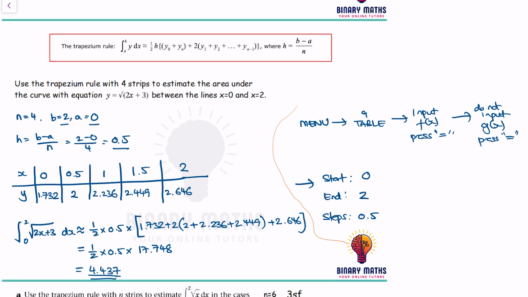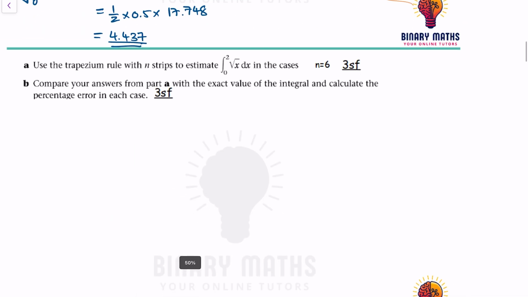Just a word of warning here: the formula is written y0 plus yn plus 2 lots of everything in the middle. When I've input it into my example, I've done y0 plus 2 lots of everything plus the last term. So I've just rearranged it, but it's still the same answer. Okay, let's look at another example.